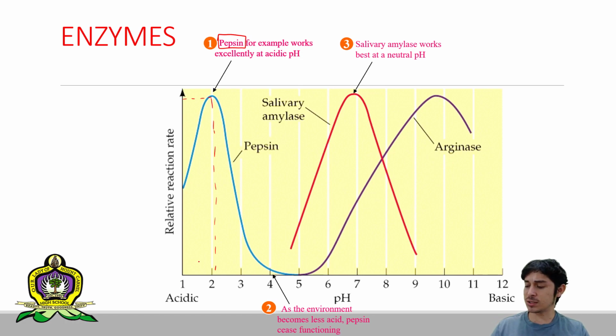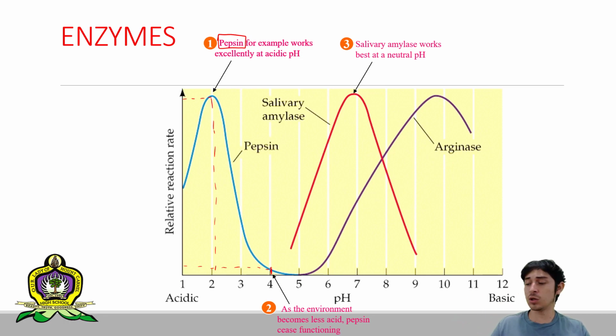Now, if you notice, if the pH gets to 4, that means it gets a little bit too basic, or alkaline, for the enzyme, the enzyme activity decreases substantially, so that it's nearly non-existent. This means that this enzyme will not work at a pH of 4.